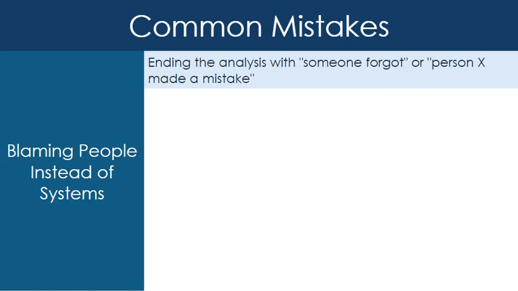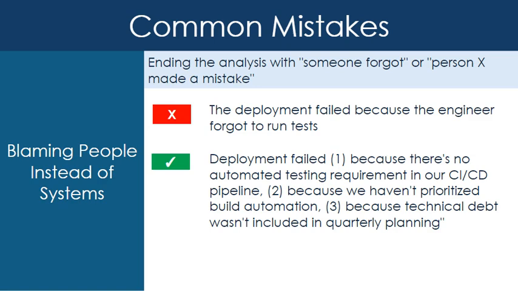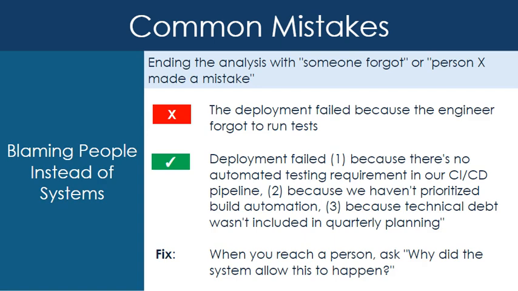Blaming people instead of systems. The mistake here is ending the analysis with "someone forgot" or "person X made a mistake." An example of stopping at blame would be: the deployment failed because the engineer forgot to run tests. One that examines systems would say: because there's no automated testing requirement in our pipeline, because we haven't prioritized build automation, or because technical debt wasn't included in quarterly planning. The fix is that when you reach a person, don't stop. Ask, why did the system allow this to happen?